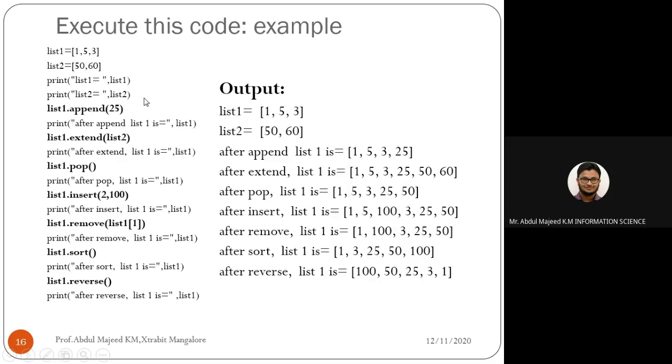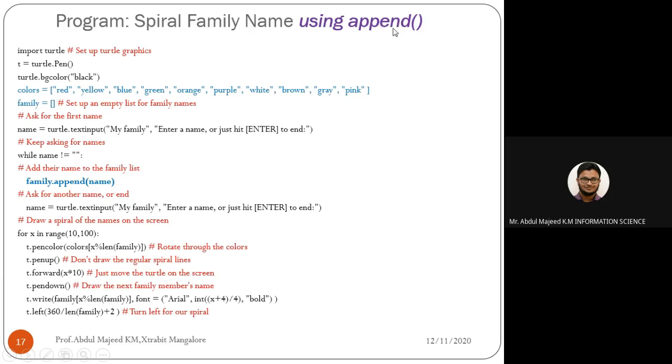Now we can use one program by using the append function, by using our turtle graphics. See here, we are importing turtle, then turtle pen, then we are changing the background color of turtle to black, then we have created a list of colors. So we have used many colors.